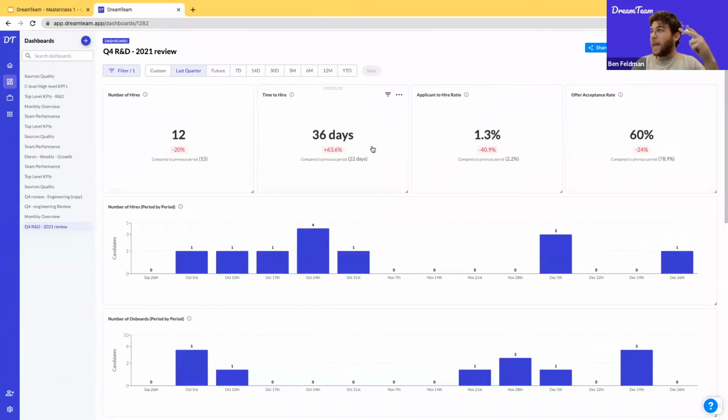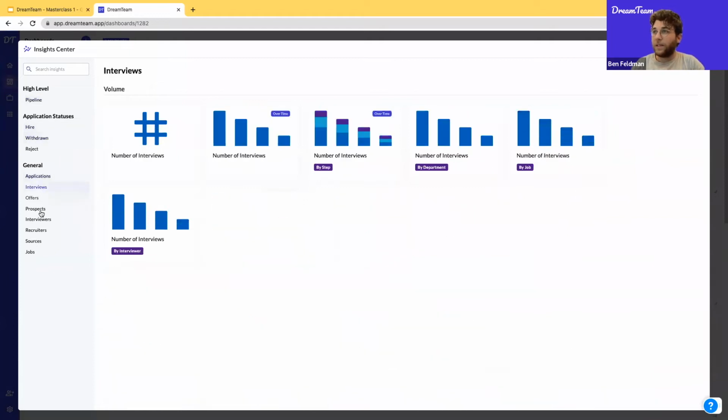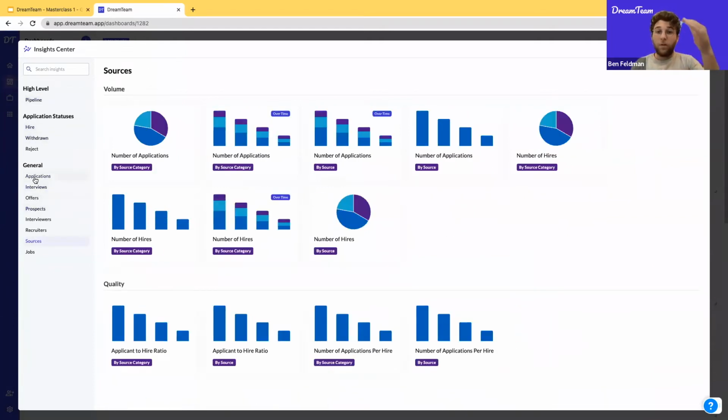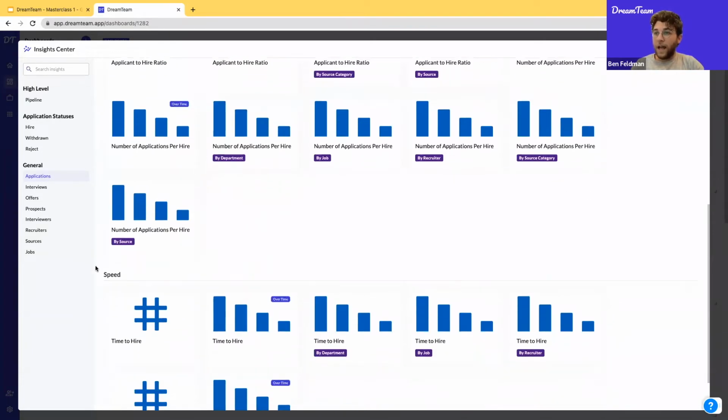We don't really have volume, right? So what I would want to do is click on Add Insight. This is our insight store where you can see all of the different types of insights that we have, and we broke them down by the different categories. So I want to see applications. Now, as you can see here, we also broke down the different insights into those subcategories that I spoke about. So volume, speed, and quality. So we have volume, quality, and speed.